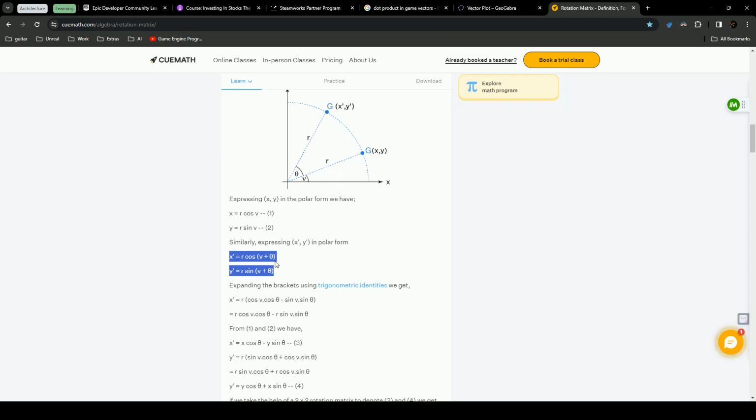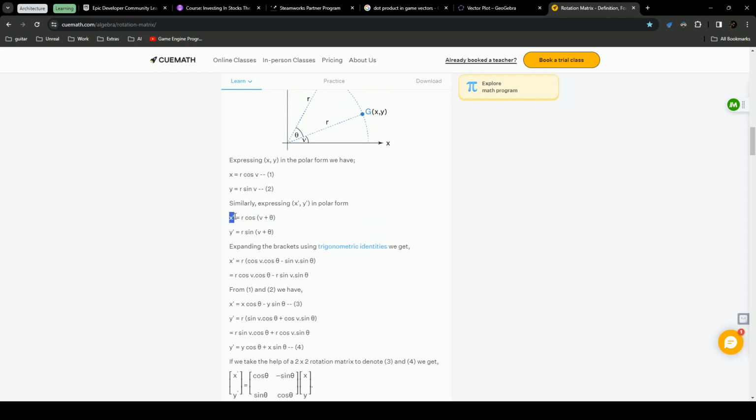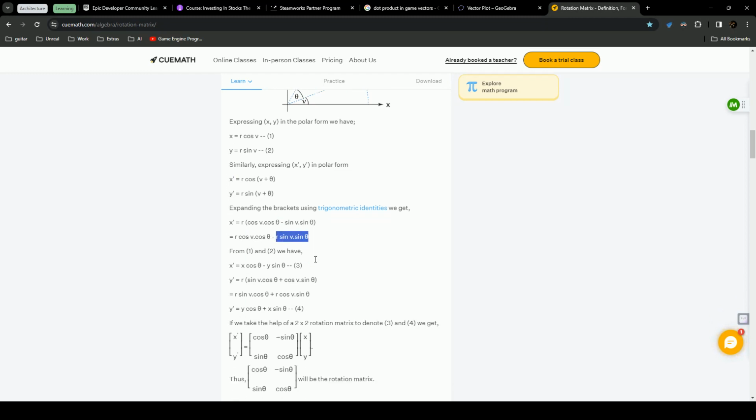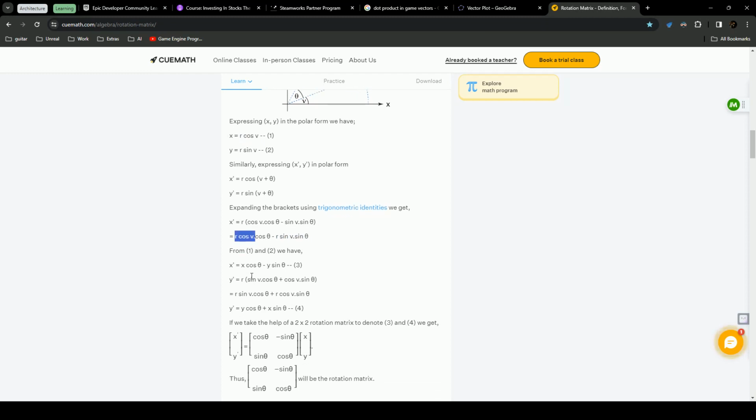We know the cos a plus b formula: cos a plus b is equal to cos a cos b minus sin a sin b. So when we open this equation, it becomes cos v cos theta minus sin v sin theta. So x dash, the new rotated x, will be r cos v cos theta minus r sin v sin theta. We already know r cos v is equal to x, so we can replace it with x. So x cos theta. Similarly, we can replace r sin v with y, and minus y sin theta.